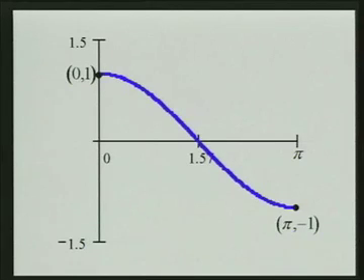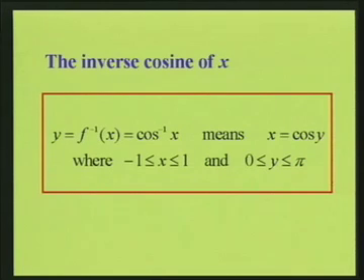Its range will be -1 to 1 inclusive. What that means, therefore, is that for the inverse cosine of x, we're going to have a domain of -1 to 1, because that was the range of y equals cosine of x, and we're going to have a range of 0 to pi inclusive, because that was our restricted domain on y equals cosine of x.